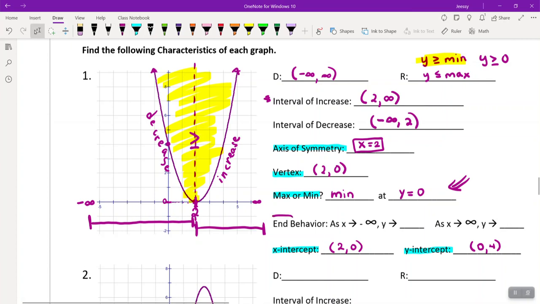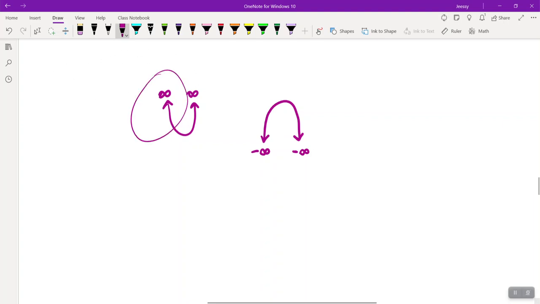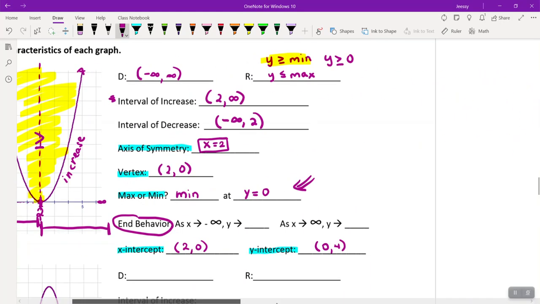Now for the last one, end behavior. End behavior is going to be only two types of answers. The parabola is either opening up, so both ends are going to positive infinity, and if the parabola opens down, both ends are going to negative infinity. That's it. And they're always going to ask you, on the left side, what is it doing? And on the right-hand side, what is it doing? That's the question for end behavior.